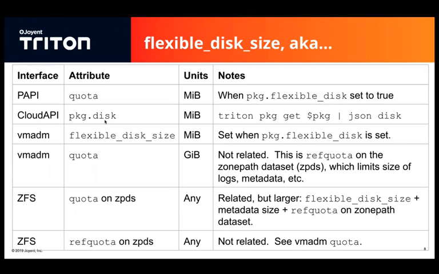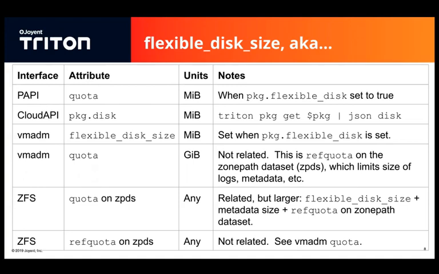With Cloud API, the package's quota is visible in the package.disk property. So you can do a Triton package get whatever the package is, pipe JSON disk to see that value. In VMADM, flexible disk size, like I said before, matches the quota, but only when the package is set to flexible. When package flexible disk is set to true.